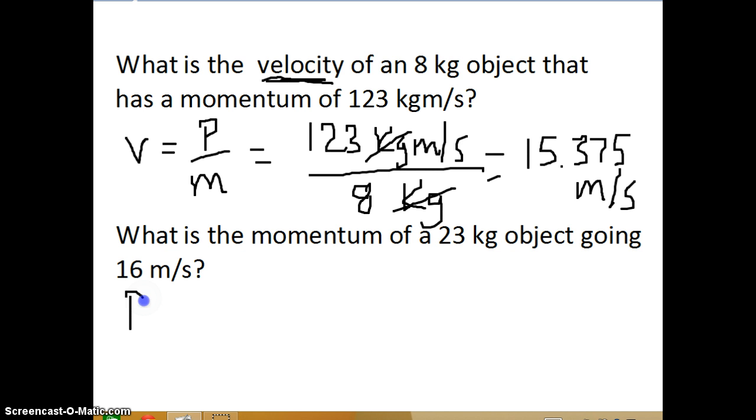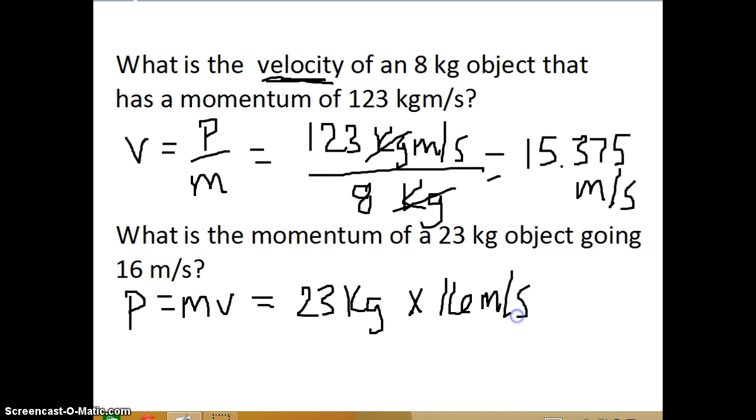The momentum, what is the momentum? You would take P equals mv, and then you'd want to multiply your 23 kilograms times your 16 meters per second. If you take 23 times 16, we get 368 kilograms meters per second.